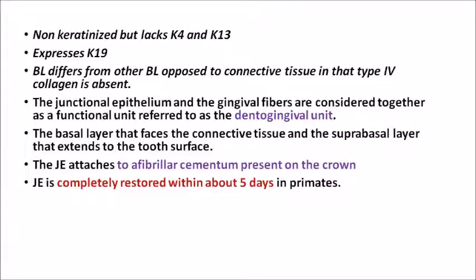We have learnt type 4 collagen on the floor, right? Most of the basal laminas have collagen 4, but in junctional epithelium that is also lacking. By the way, what is the difference between basement membrane and basal lamina?